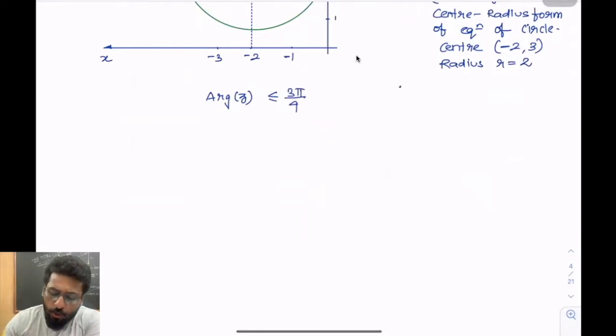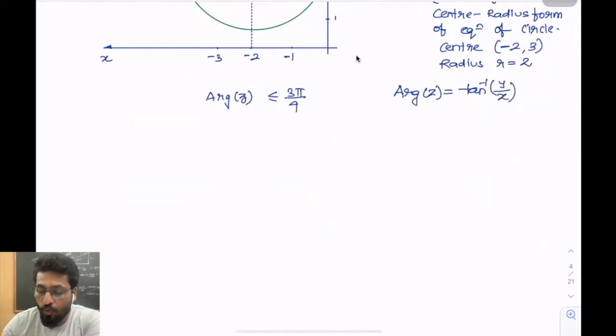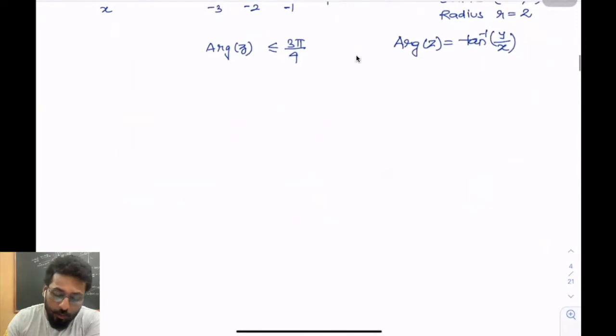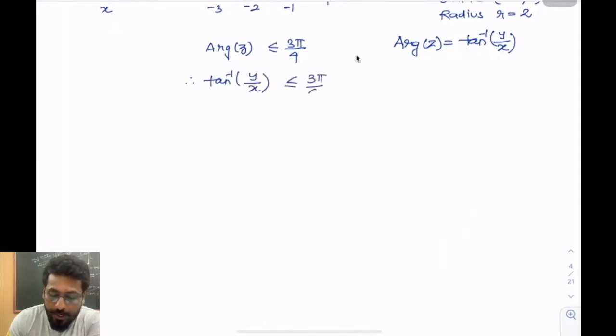Now, don't you know what is argument of z? It's simply going to be tan inverse of the imaginary part upon the real part. So it's tan inverse of y over x, isn't it? So argument of z is tan inverse of y upon x less than or equal to 3 pi upon 4. That should give me y upon x is less than or equal to tan of 3 pi by 4.